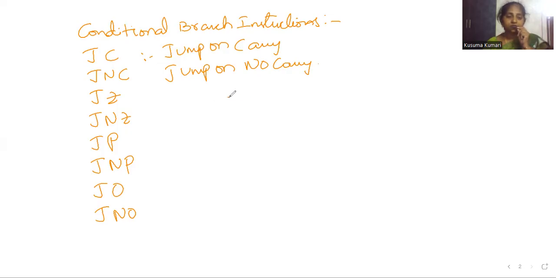Another one is the unconditional branch instruction. Unconditional branch instruction means there is no specified condition. Simply it is a jump. In this instruction, no condition is mentioned.